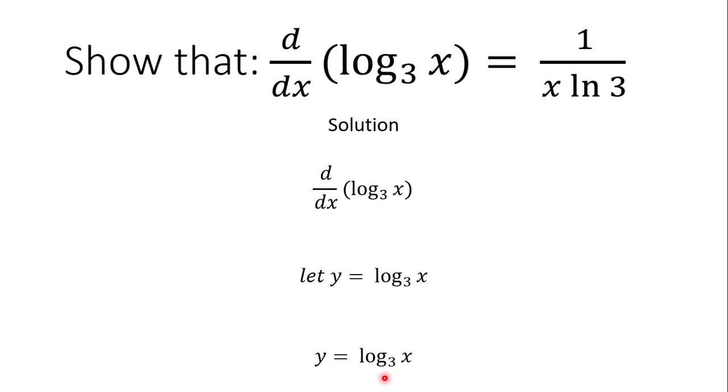This is because the definition states that the log of a number is the index to which the base must be raised to give the number. So if we want to find x, all that we have to do is write this 3 and power it with y, and that will give us the value for x. So x will be equal to 3 raised to the power y.